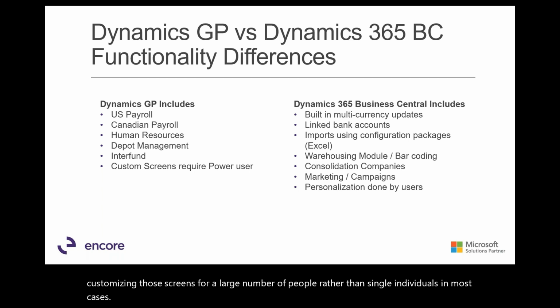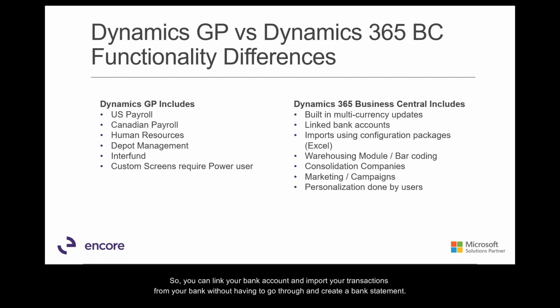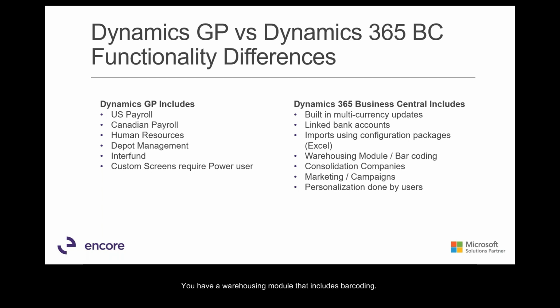Okay, on the BC side, some functionality you have there that's not within GP. You have built-in multi-currency updates, so you can automatically update your exchange tables from a feed. We have what's called linked bank accounts, so you can link your bank account and import your transactions from your bank without having to create a bank statement. You have configuration packages where you can load data from Excel directly into Business Central, going through the business logic. You have a warehousing module that includes barcoding.